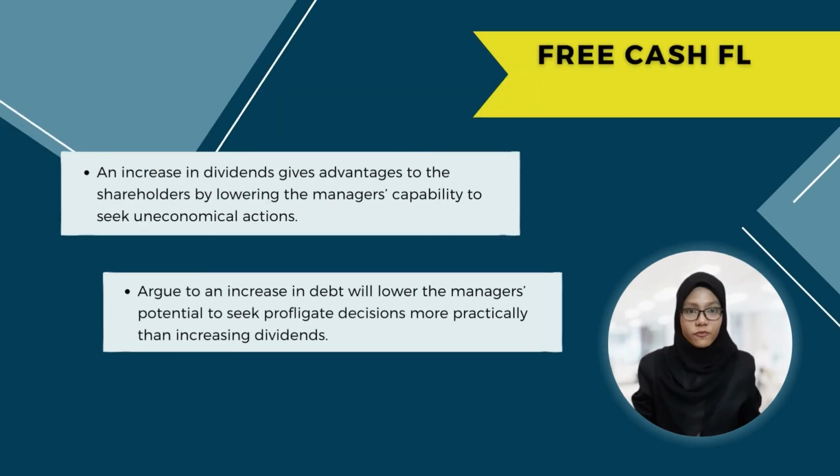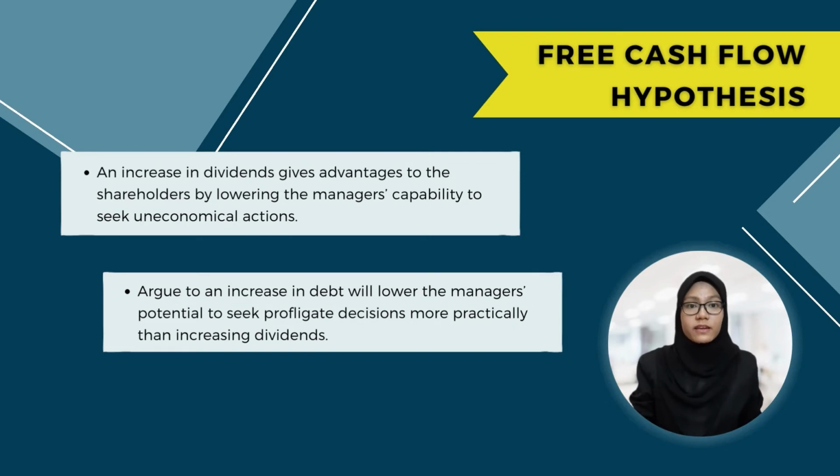According to the free cash flow hypothesis, greater dividends should give advantages to the shareholders by lowering the manager's capability to seek uneconomical projects. Also, it argues that growing debt will limit the manager's potential to seek profligate decisions more practically compared to increasing dividends.